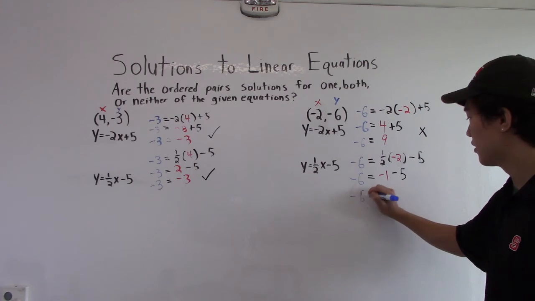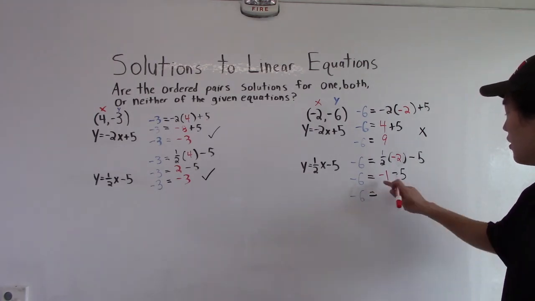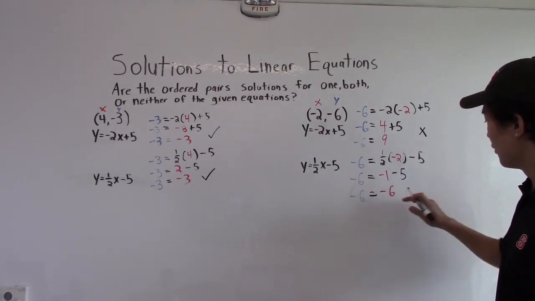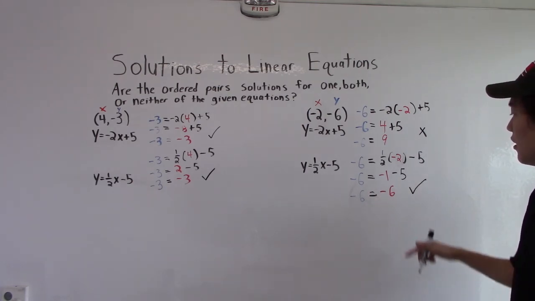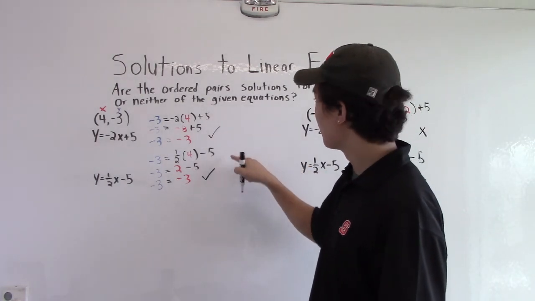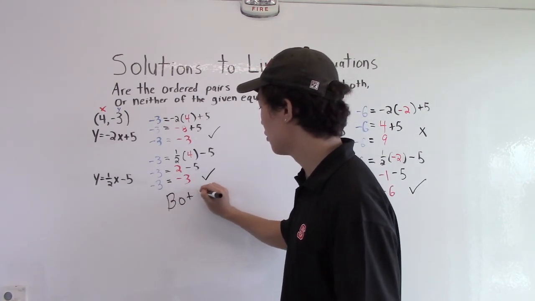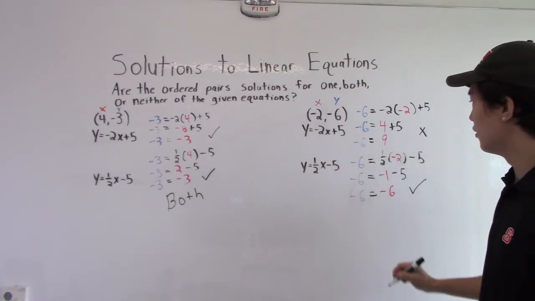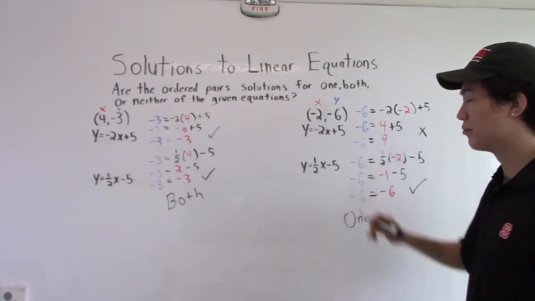We have -6 going to be equal to -1 minus 5, which will give us -6. So for this -6 being equal to -6 will give us a solution here. So therefore, for this ordered pair of 4, -3, it will be a solution for both. And for ordered pair of -2, -6, it will be for the second equation.